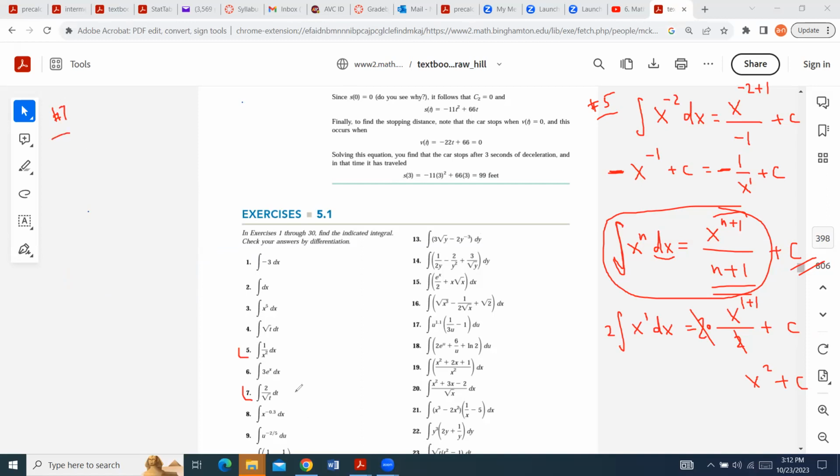The square root function is the same as if you had t to the power of 1/2, isn't it? Square root is power of 1/2. So what I want to do is write this as a 2, and 2 I can multiply by, so it takes out.